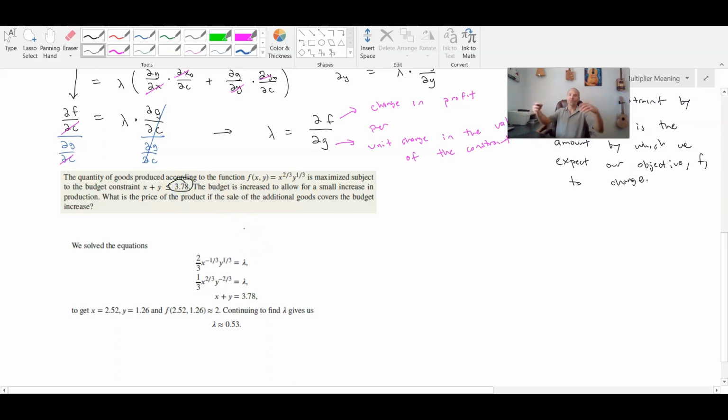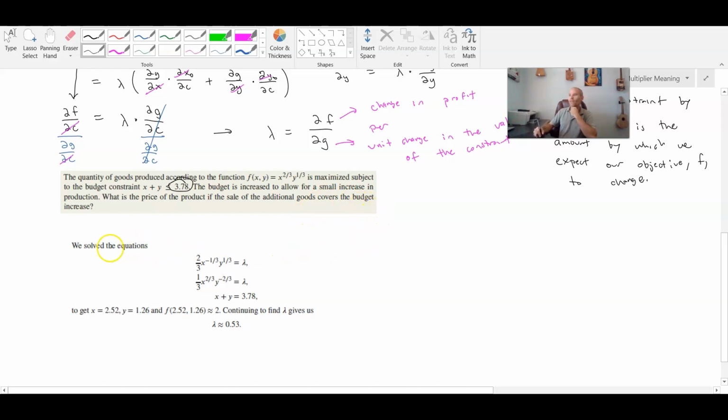Well, one thing we could do is resolve the whole system, but what we're really trying to do here is take advantage of the value of lambda that pops out of all of this. We want to be able to interpret that lambda without having to do way more work. We just want kind of a sense of what it tells us. What is the price of the product if the sale of the additional goods covers the budget increase?